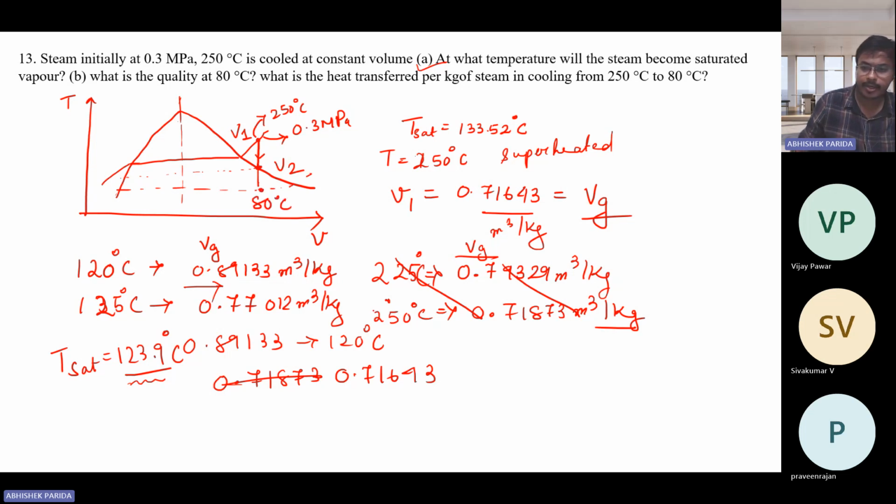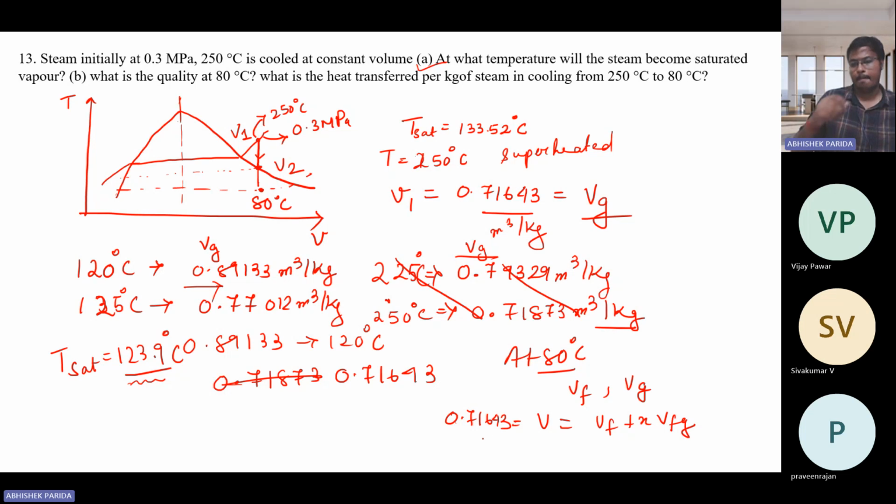So this is very simple. At 80 degrees Celsius, find out Vf, Vg. Then final volume is equal to Vf plus X Vfg, and you just equate that to 0.71643. Correct? Are you getting? Yes, sir. So once you get from there, you will get X. I can tell the X that you will get is 0.23. So this bit is done.